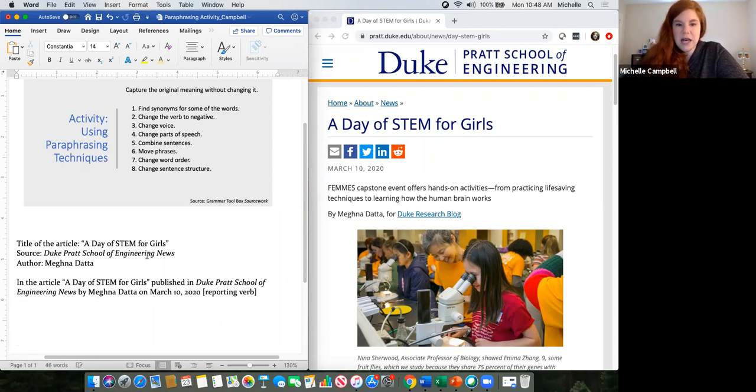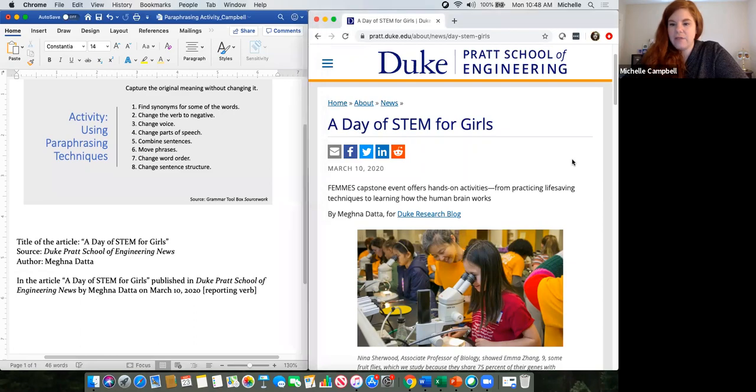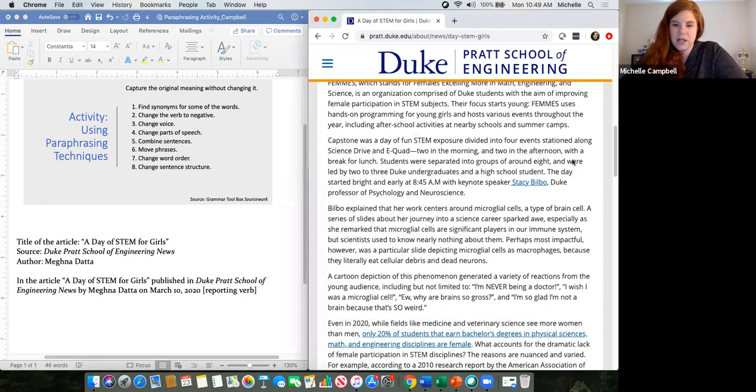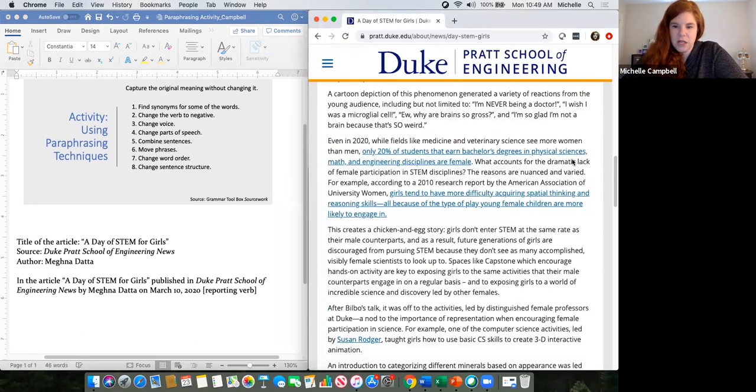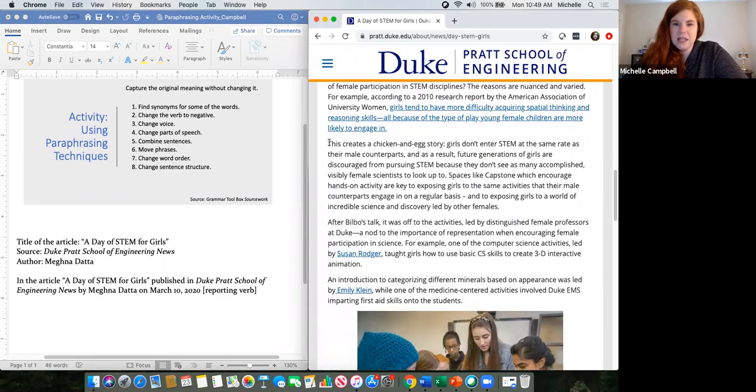So let's go ahead and take a look at, I've already picked out a paragraph that I'd like for us to paraphrase. And it's this paragraph right here. And I'm just going to read it to you because we need to read it and understand it. And then I'm going to take some notes on it and then I'll work on paraphrasing.